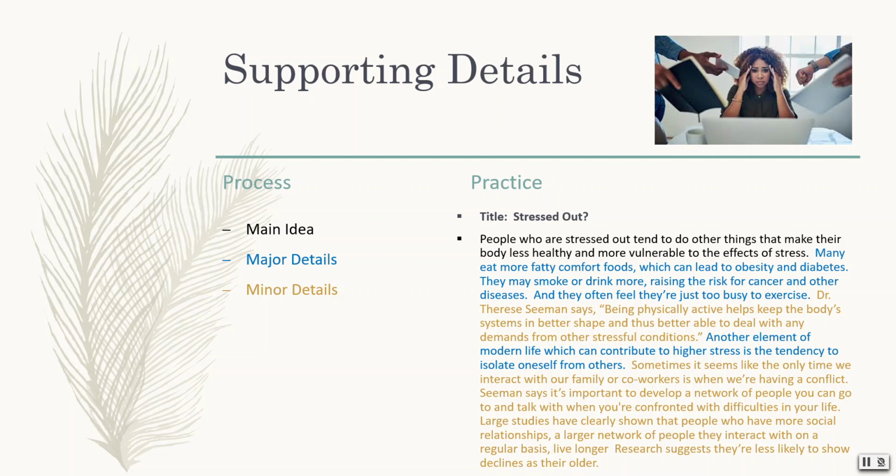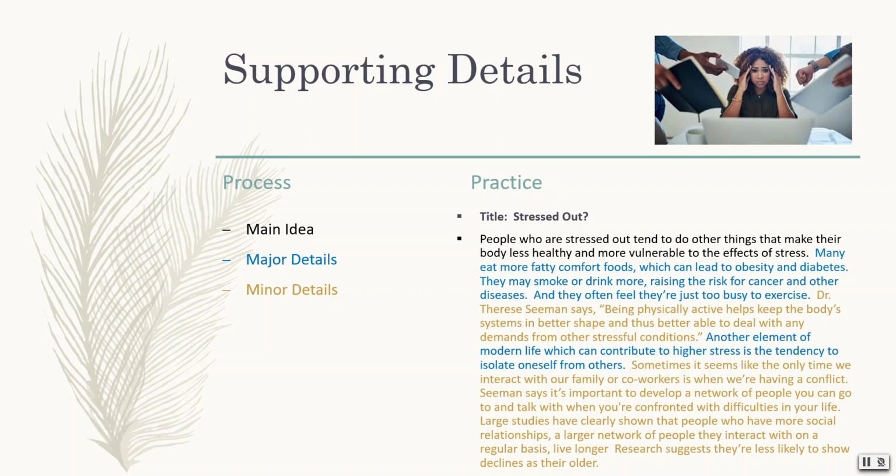I noticed that the minor details to support them, but notice that the first two major details, the author chose not to use any minor details to support it. And the author really didn't need to. We know, most of us know what fatty comfort foods are, so they didn't list any. And we know that smoking and drinking too much is dangerous, so the author didn't really have to expound on that. But the author expounded on the exercise and then on the tendency to be isolated, which they really expounded on to help us understand why that can cause us to be stressed.